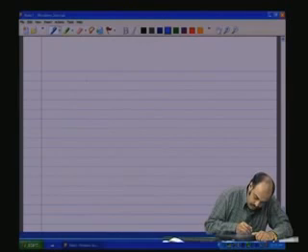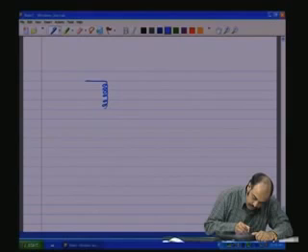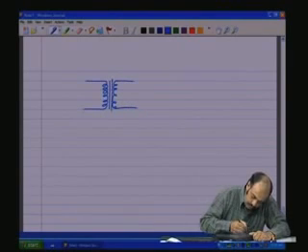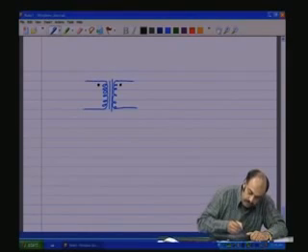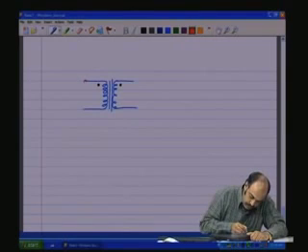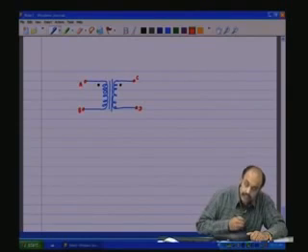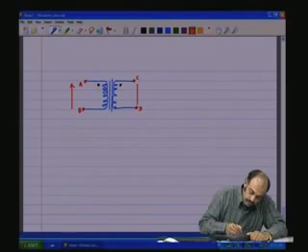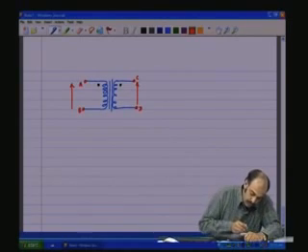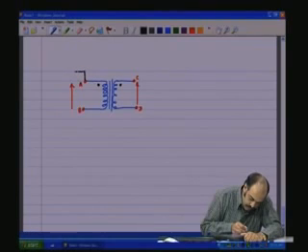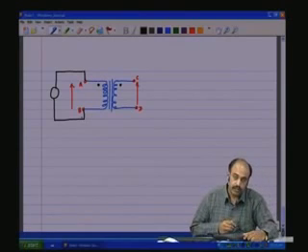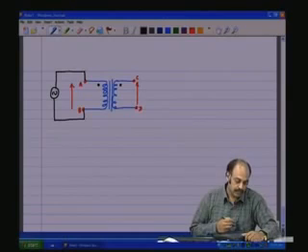We have a transformer in this fashion, and let me put the dots like this, and let us call this terminal A and this terminal B, this terminal C and this terminal D. Now, we are going to apply some voltage across the terminals, VAB. It is an AC voltage.